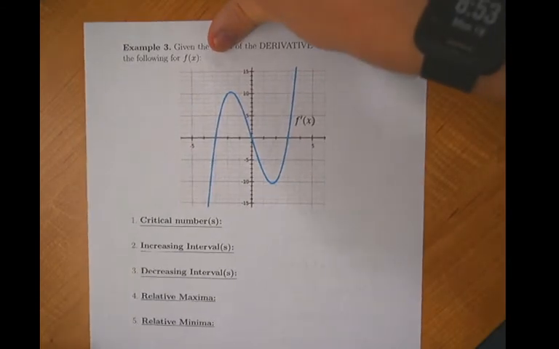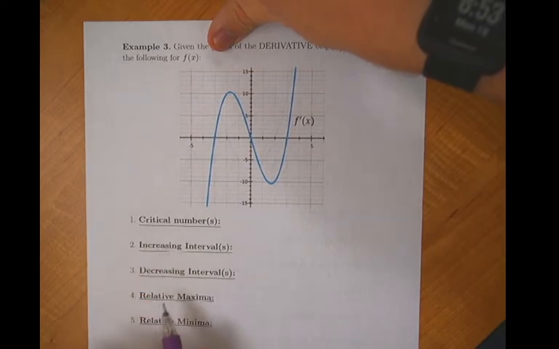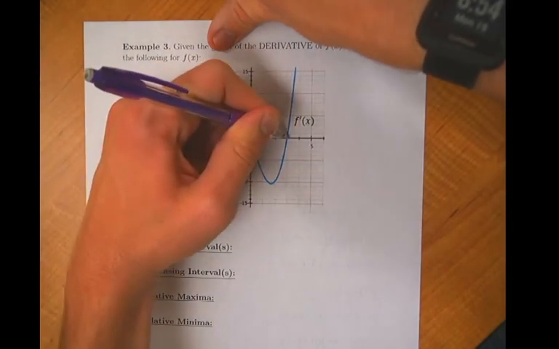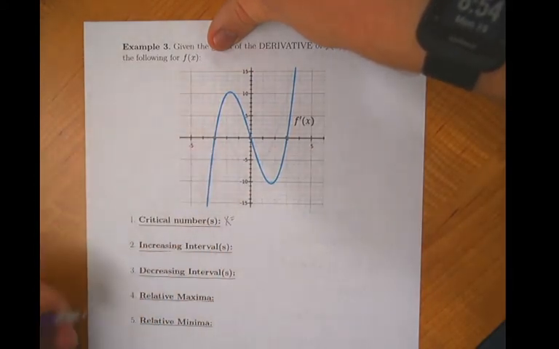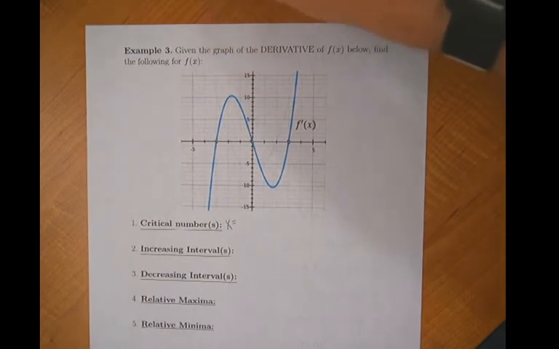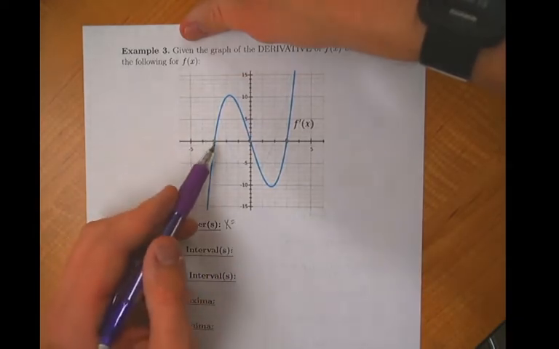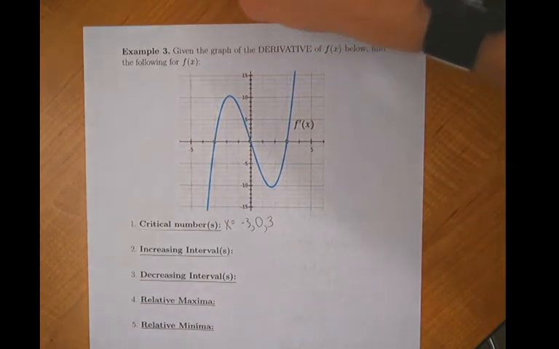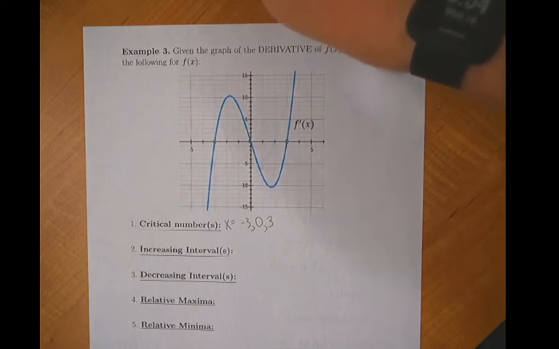Let's take a look at the critical numbers. Based off of our graph, it looks like we have 3 points where it touches the x-axis. For those 3 numbers, we have -3, 0, and 3. As a result of that, what would the increasing intervals be?